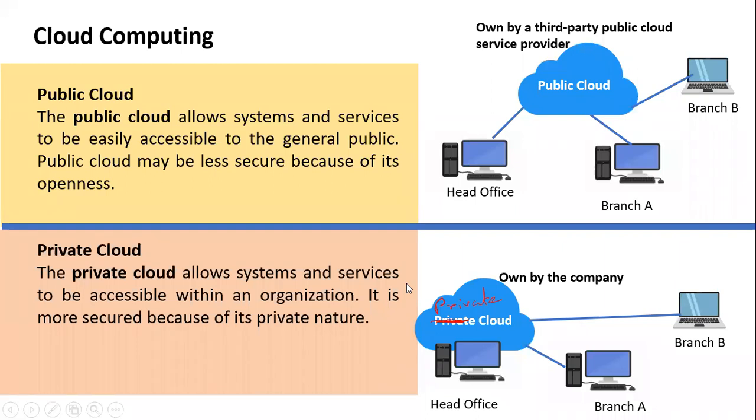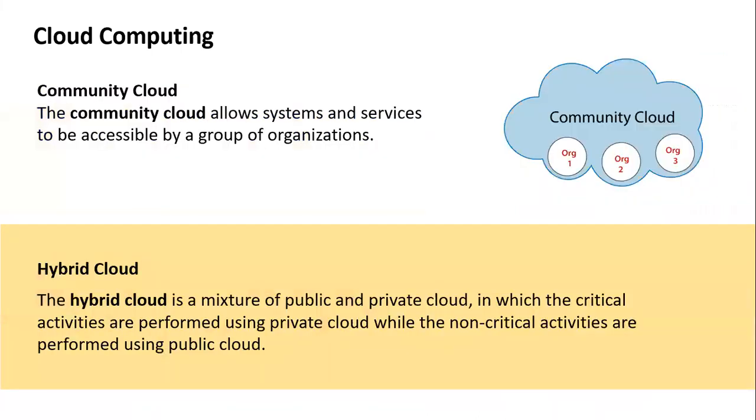Then everyone, next one is community cloud. So again, these community clouds means there will be some clouds that different organizations use as a community. There are some services like that. For example, if a cloud service is provided by a government, all the government organizations can access that. So it's a community cloud.